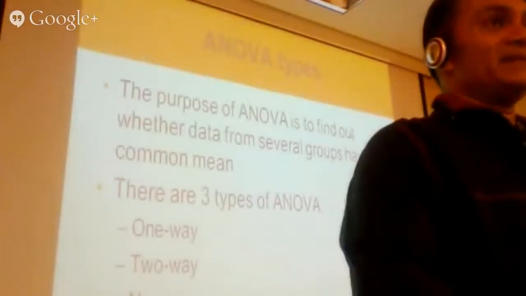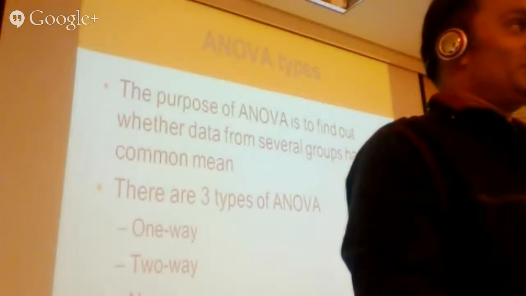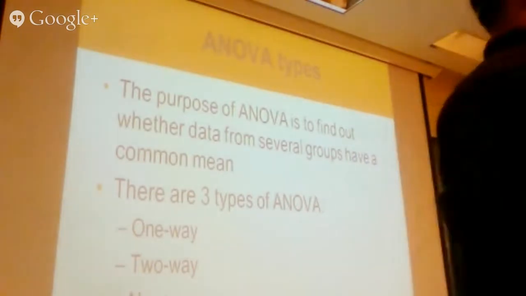of ANOVA. There's the one way, the two way, and the n way. Okay, obviously the n way is anything above two. And what does this mean?